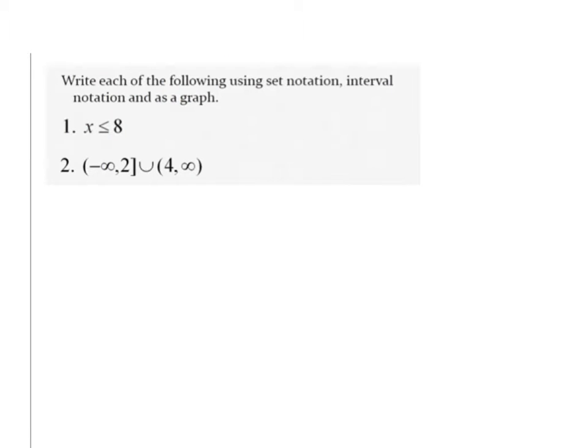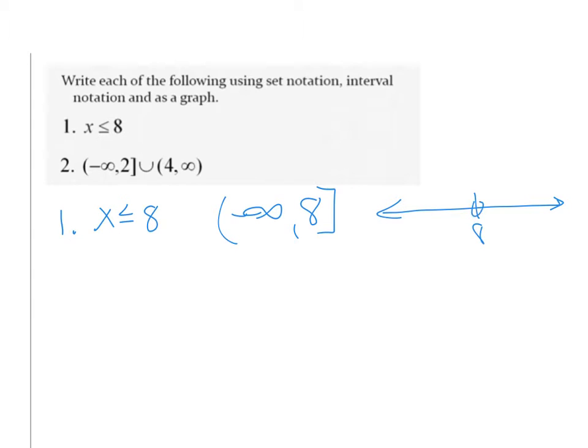So on here we're going to write each of the following using set notation, interval notation, and as a graph. So for instance, number 1 is in set notation because it says x is less than or equal to 8. So in interval notation, we know that we're going less than 8, so 8 will be here. We're going to go from negative infinity to 8, and we're going to include 8 because of the equal sign. So that's how you would do it in interval notation. As a graph, here's 8. We would include 8 and go everything to the left.